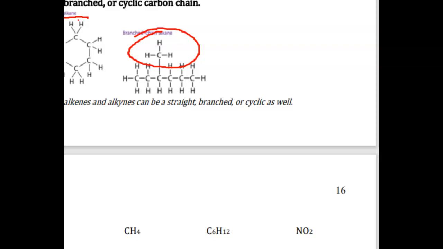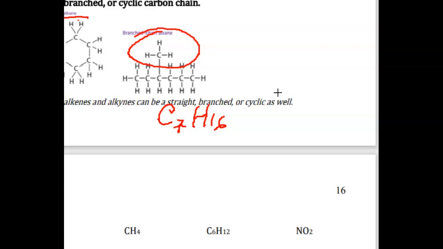So let's write a molecular formula for each compound. The first one, the left one, has 1, 2, 3, 4, 5, 6 carbons. That gives us C6, and we can calculate hydrogens: 1, 2, 3, 4, 5, 6, 7, 8, 9, 10, 11, 12, 13, 14. So 14 hydrogens. The right one, I would say it's C7 and H16. How do I know so fast that it's going to be 16 hydrogens here?